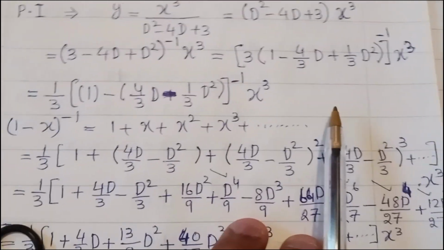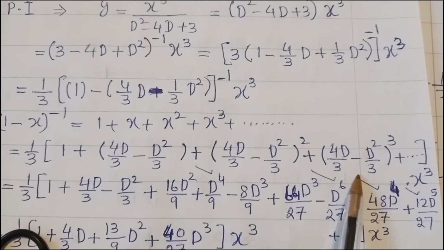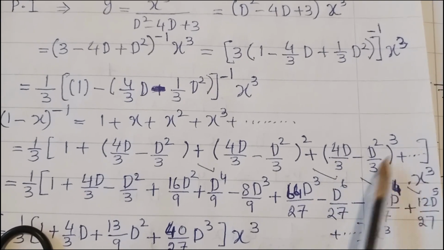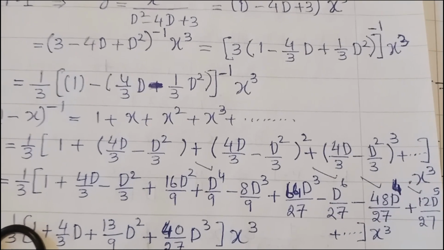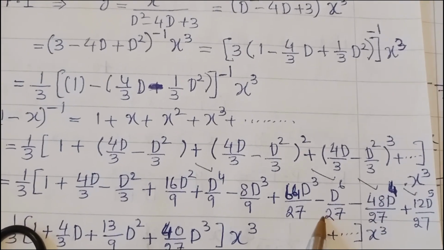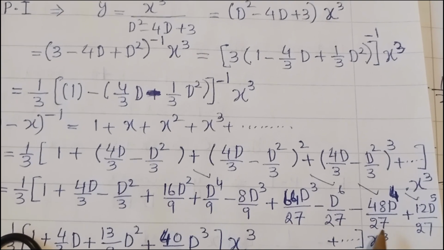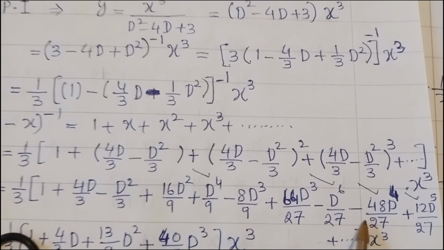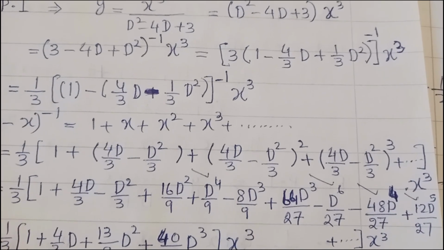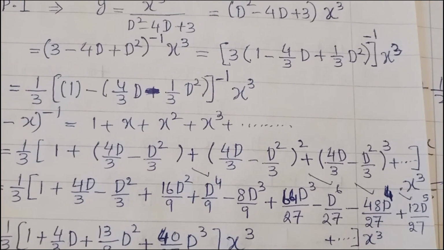So this third term will be expanded by using the formula of a minus b whole cube. So according to the a minus b whole cube formula, that will be a cube minus 3a square b plus 3ab square minus b cube. According to that, and so on, multiply by x cube.